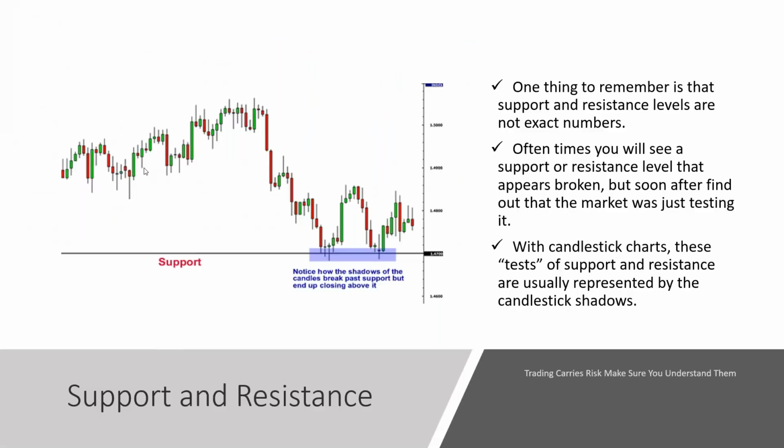So one thing to remember is that support and resistance levels are not exact numbers. Oftentimes, you will see support and resistance levels that appear broken, but soon after find out that the market was just testing it. With candlestick charts, these tests of support and resistance are usually represented by candlestick shadows. So in other words, as price falls down to a support level, we wouldn't expect the body to go through. We'd expect the wick of the candle to go through, but the body to honor that level. So these are tests.